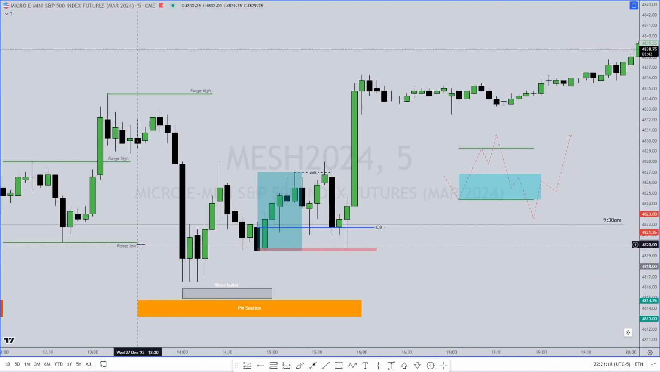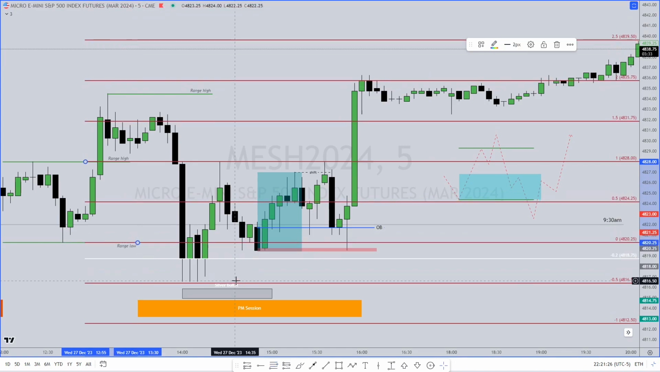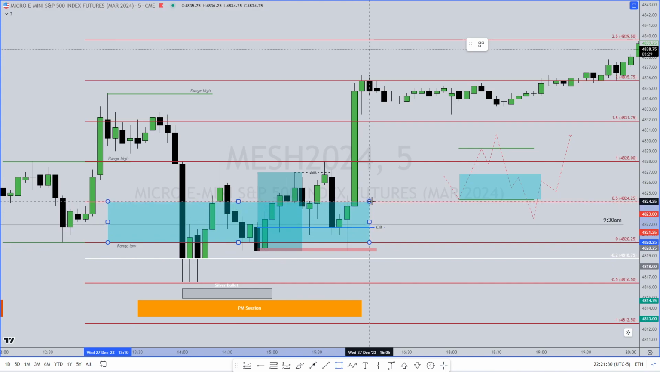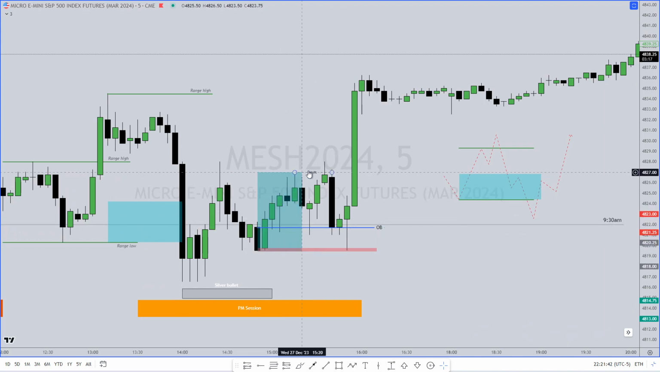So I know that this is the range I'm working off of, and so long as I am down in discount, I cannot be short. So that premium run takes you back down to discount of the range. We know that we've got this market structure shift here. This is relevant only because of the time of day.